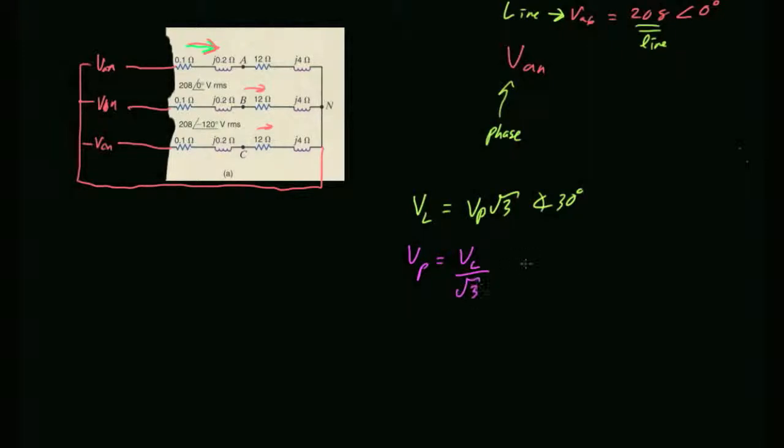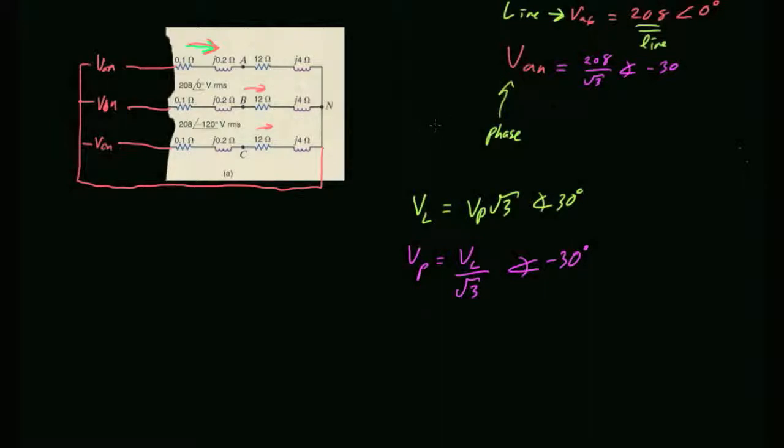And what do I do with that phase angle? I subtract 30 degrees. It's just the reverse operation. So what's my source going to be? It's going to be 208 over root 3 angle minus 30 degrees. Is that how I did it in my paper? It totally is. So you get 120 volts RMS. It basically turns into the exact previous problem, except they use different impedances.